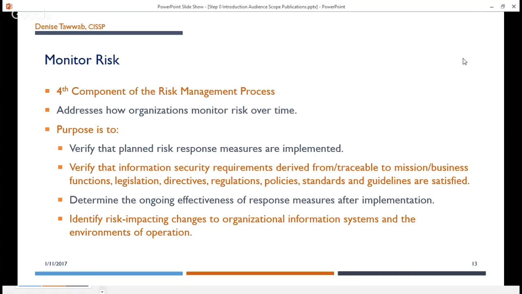And then risk monitoring involves identifying the risk-impacting changes to systems or to the environments in which the systems operate. So monitoring is an ongoing thing where we're continuing to look at the systems and at the organization to see how is our risk, what is our risk posture, and has anything changed? And if something has changed, where do we need to deal with whatever that change is?